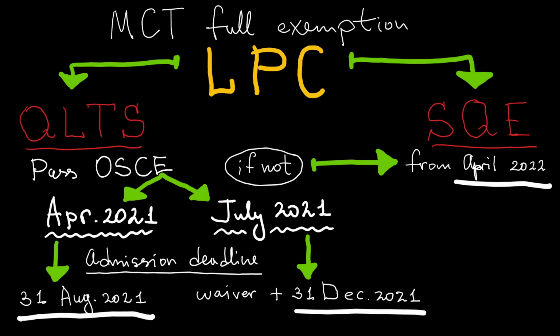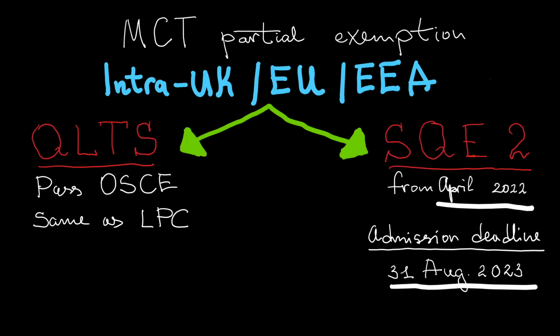And as I've already mentioned, in the case of SQE, you potentially might not be exempt from any part of this examination. All will depend on your personal profile. Another group of aspiring solicitors are those who are partially exempt from the MCT. Their position is slightly better than LPC grads. So who falls within this category? Usually intra-UK solicitors, for example from Scotland or Wales, EU lawyers or European Economic Area lawyers. All of you have to obtain this partial exemption from the SRA.